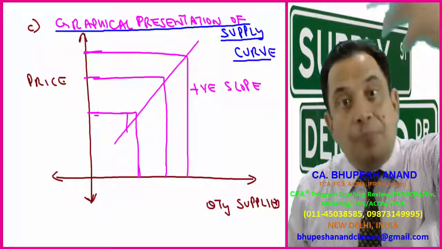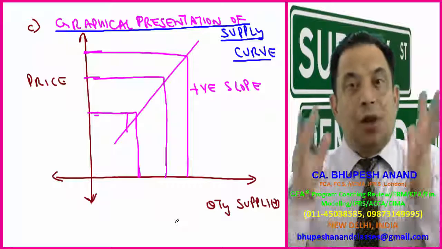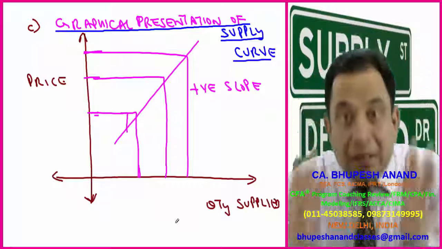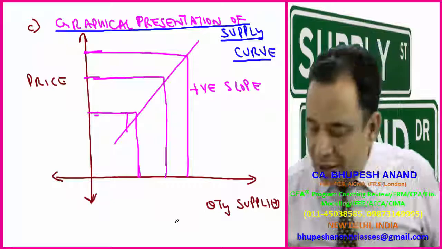So if I see it from the producer's point of view, this is all in relation to supply. This is the law of supply. These are the variables in relation to supply. This is a supply function. This is the supply curve, and this is a graphical presentation of the supply curve.